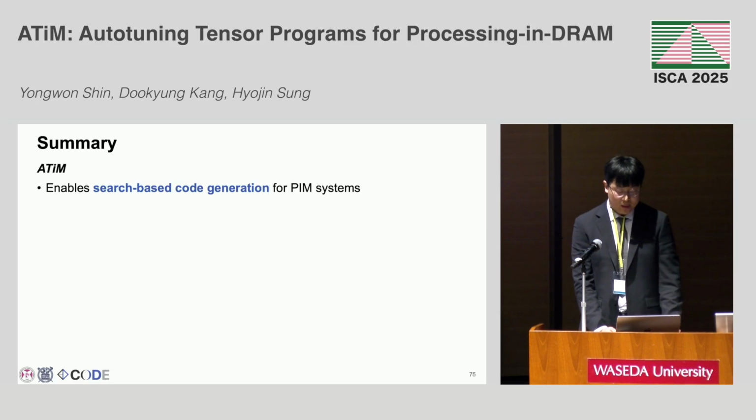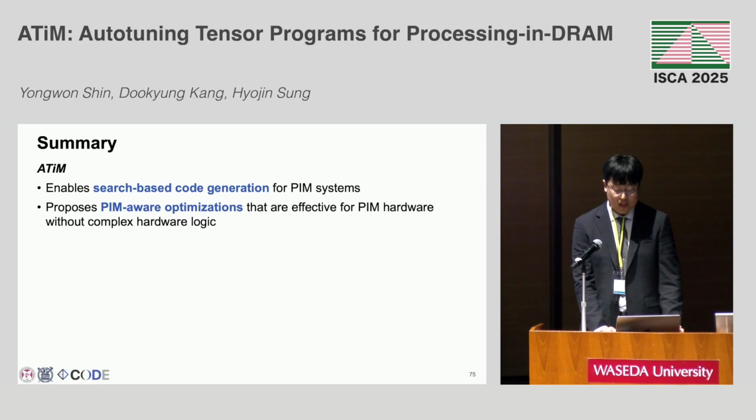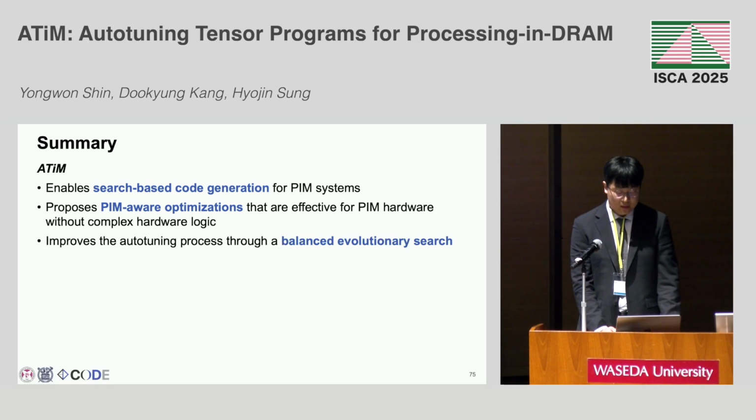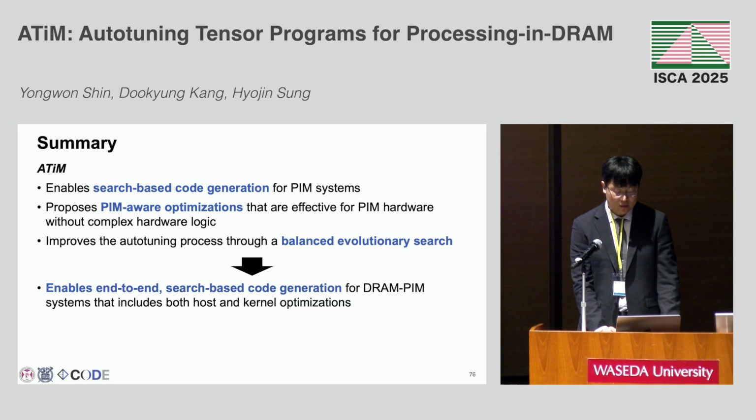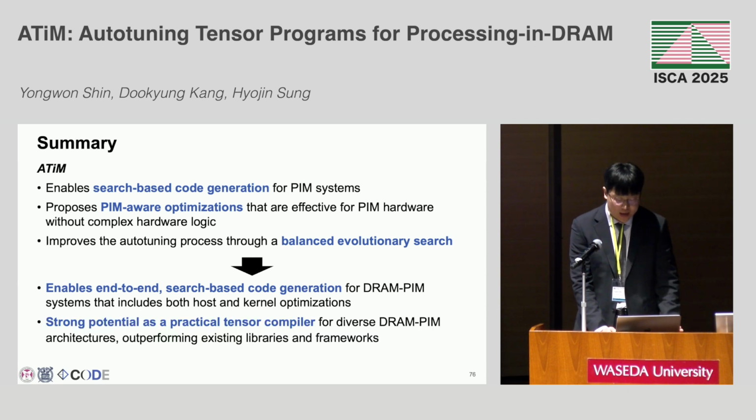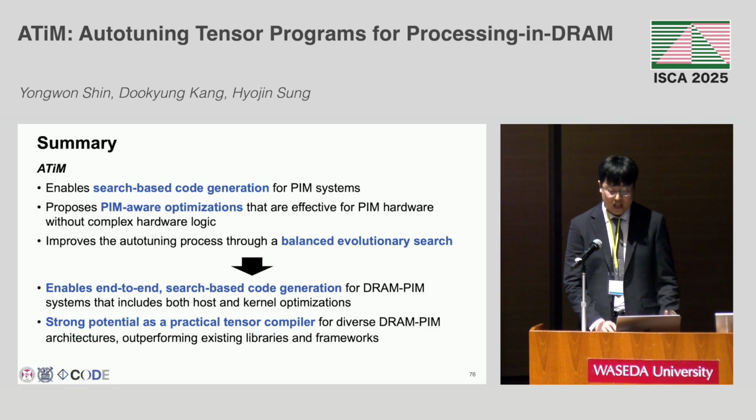In summary, ATiM enables search-based code generation for PIM systems, proposes PIM-aware optimizations that are effective for PIM hardware without complex hardware logic, and improves the auto-tuning process by balanced evolutionary search. As a result, ATiM enables end-to-end search-based code generation for DRAM-centric PIM systems, including both host and kernel code, and shows a strong potential as a practical tensor compiler for diverse DRAM PIM architectures, outperforming existing libraries and frameworks.